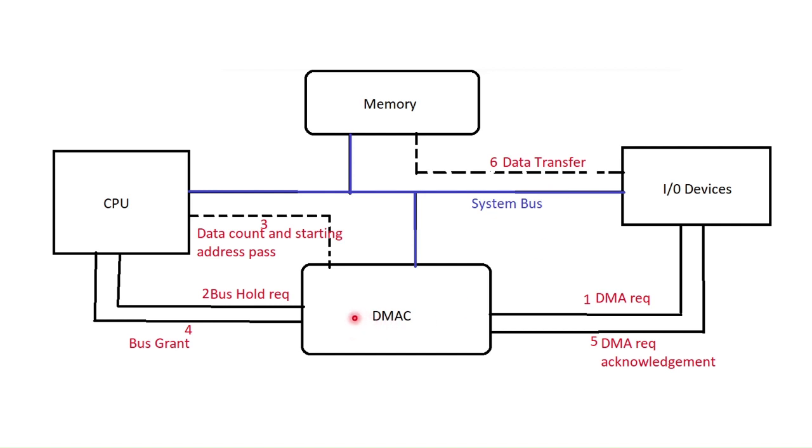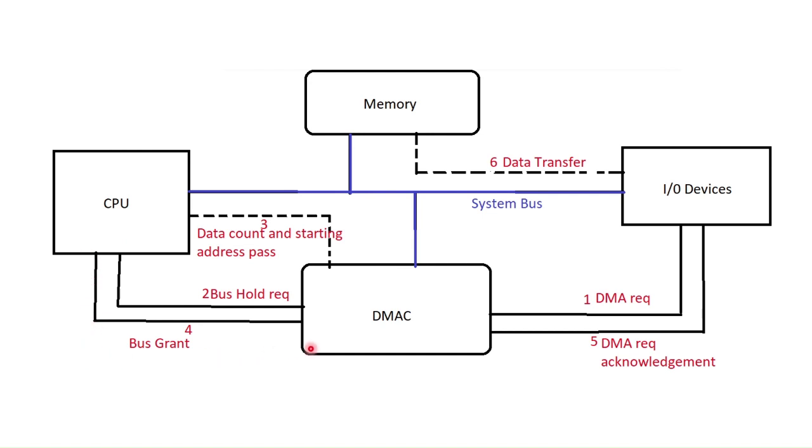So the DMA controller passes a bus hold request to the CPU. What is this? This is a request to get control of the system buses until the data is transferred from the input output devices to the memory. Why is this passed to the CPU? Because the current control of the system bus is under the CPU, and that is what the DMA controller wants to access.